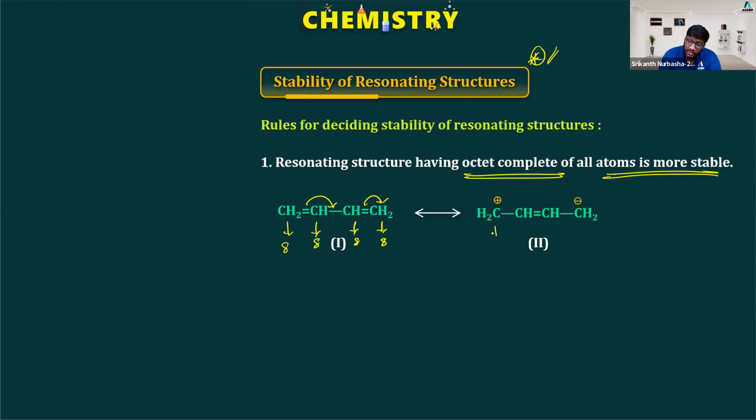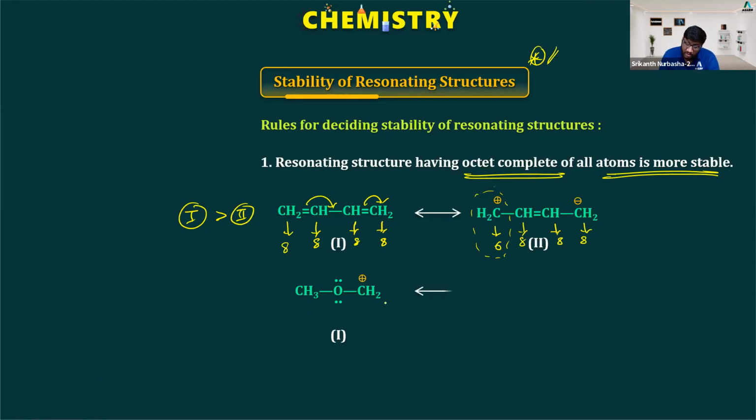But in the second structure, this carbon has a positive charge. So it is only involved in 3 bonds, a carbocationic carbon. So it only has 6 electrons. All the other carbons have 4 bonds, and here you have a carbanion, so 8 electrons. So there is a CH2 plus here, which does not have octet electronic configuration. Because of that, structure 1 is more stable when compared to structure 2. Structure 1 is more stable because in 1 every atom possesses an octet.